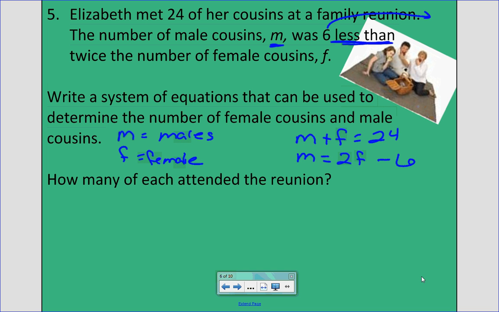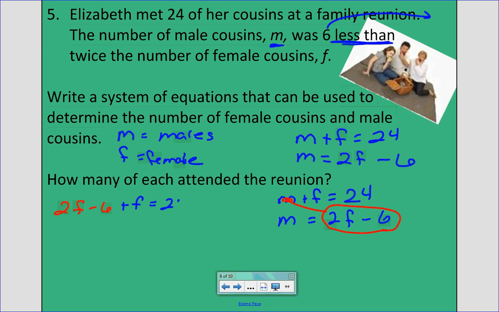Now, you can put this in the calculator. I'm going to go ahead and do it by substitution. If you put it in the calculator, instead of M and F, you'd have to change them to X and Y. But that's not a big deal. I'm going to take the M, put it in there for that M. So I get 2F minus 6 plus F equals 24. Put your F's together. 3F minus 6 is 24. Add 6. 3F equals 30.